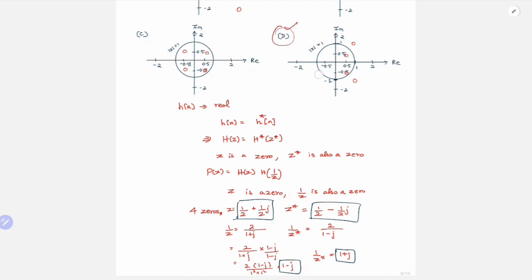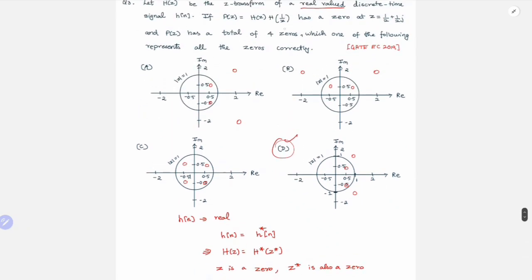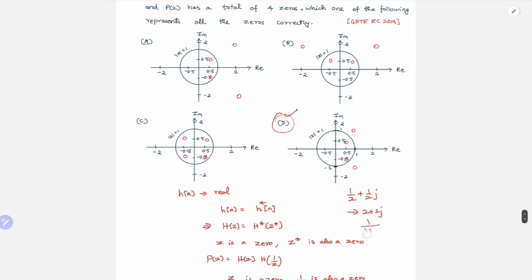You should be careful that as soon as seeing z and 1 by z, you should not go writing 1 by 2 plus 1 by 2j as 2 plus 2j. Then you will make this mistake. You will choose this option instead of this one. But actually 1 by 1 plus 1 by 2 plus 1 by 2j is equivalent to 1 minus j.